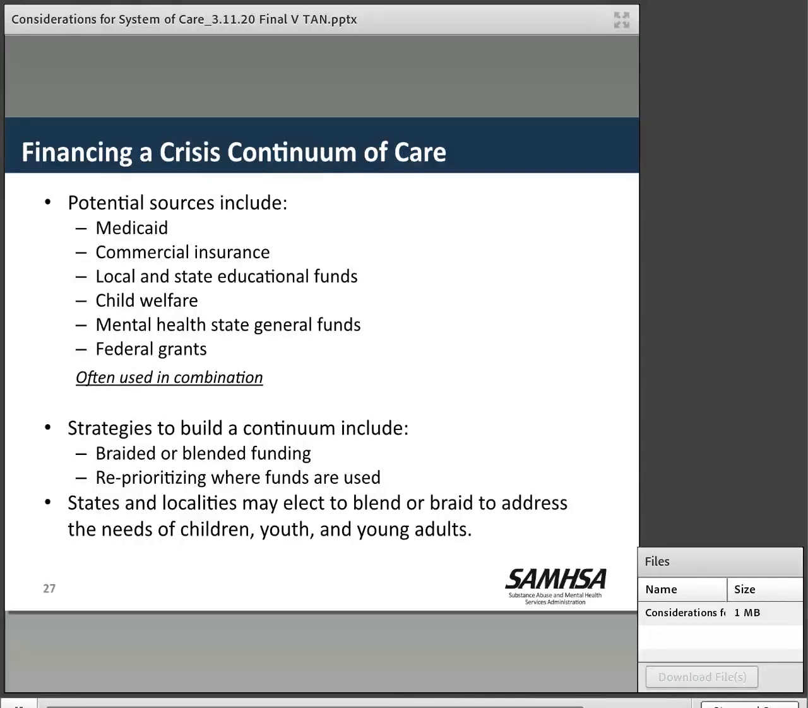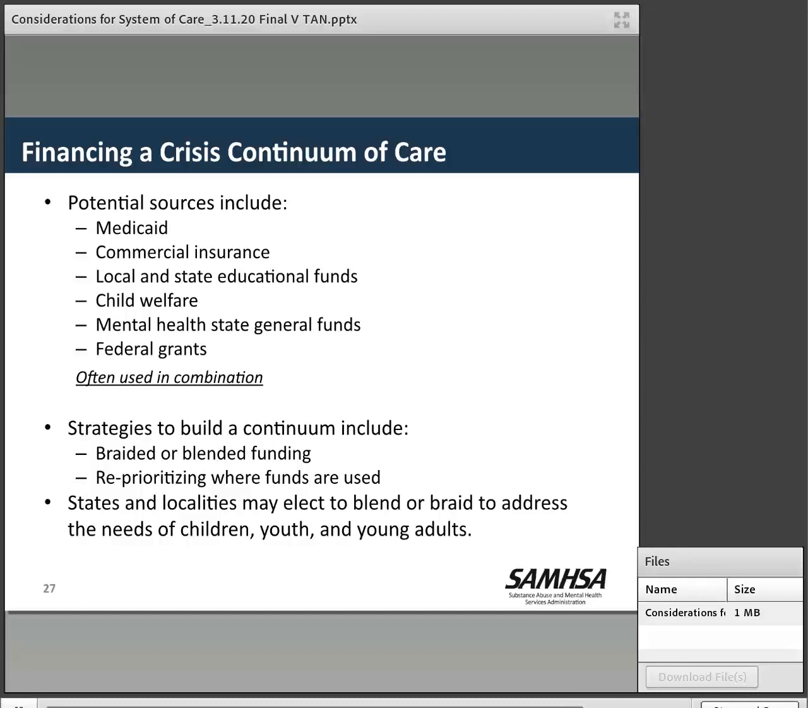So, time to talk about money and how to finance a crisis continuum of care. Some potential sources include Medicaid. As I said, in 2013, CMS and SAMHSA were supportive of children's crisis services being built into a system of care and using Medicaid to do that. Certainly you can connect commercial insurance plans. The use of a service like mobile response and stabilization reduces the over-reliance on emergency departments and inpatient care, which are much more expensive than a service like mobile response and stabilization.